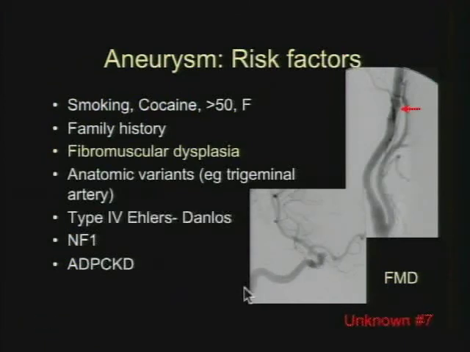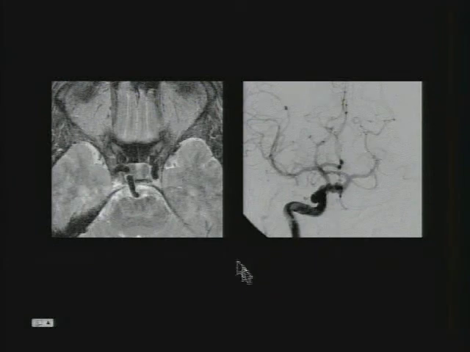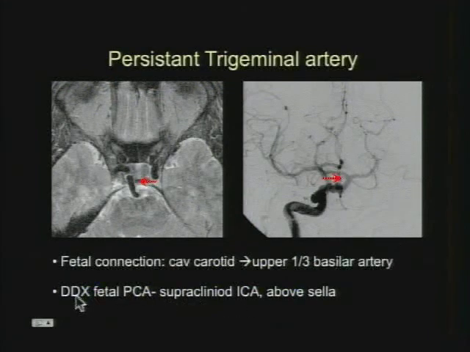So what other risk factors? Here's another risk factor, and you can see on the axial T2 weighted sequence, you can see a vessel extending from the cavernous carotid back to the basilar artery. And here on the conventional frontal injection of the right internal carotid artery, you can see filling of the basilar artery and PCAs in this patient with a persistent trigeminal artery. So the differential here is really a big fetal PCA. Remember, fetal PCA is going to come off the supraclinoid internal carotid artery, whereas this abnormality comes off the cavernous internal carotid artery connection to the basilar artery.